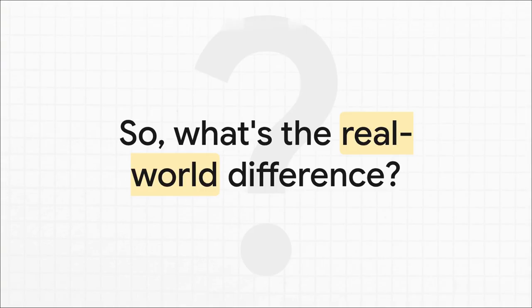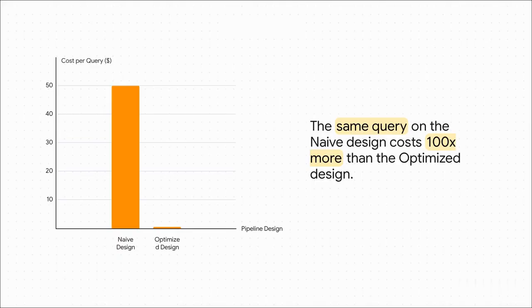Pretty standard request, right? So in our first design, that junk drawer design, how much do you think that costs to run? And what about in our new optimized design? Let's take a look at the numbers. Just look at the scale of this difference. It's wild. The exact same query on the naive design costs $50. Now, with our optimized partition design, 50 cents.